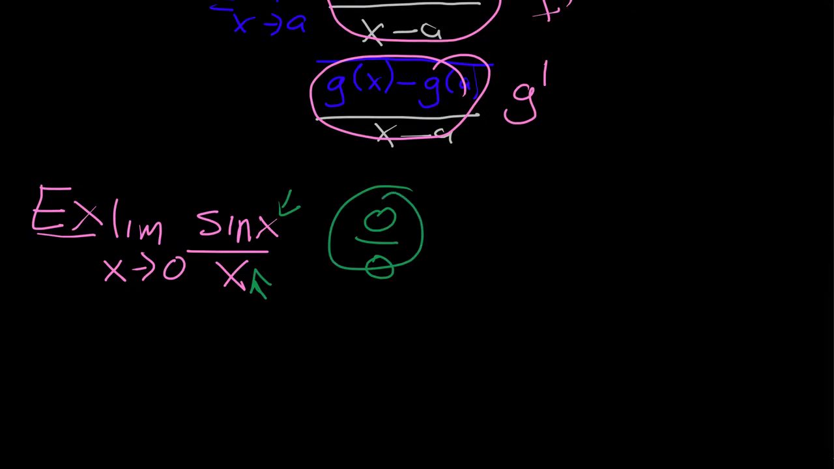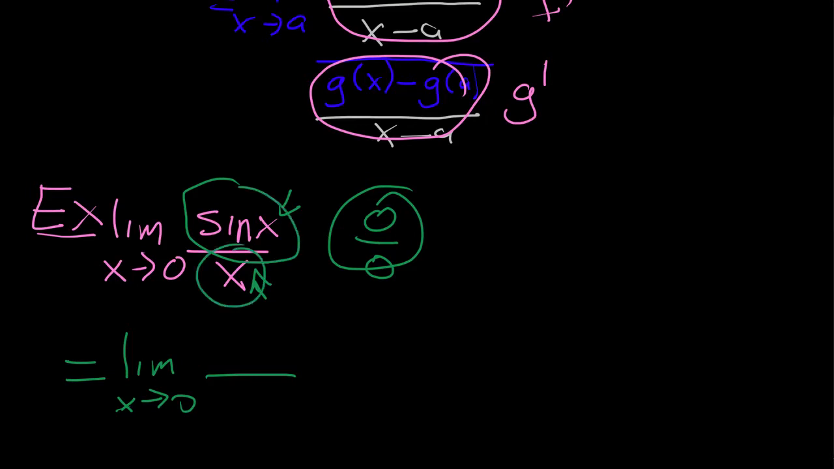And because it's 0 over 0, if it's 0 over 0 or infinity over infinity, you can use L'Hopital's rule. So what L'Hopital's rule says is this is equal to the limit as x approaches 0 of the derivative of the top and the derivative of the bottom. Very important, do not use the quotient rule. We're just getting the derivative of the top and the derivative of the bottom.